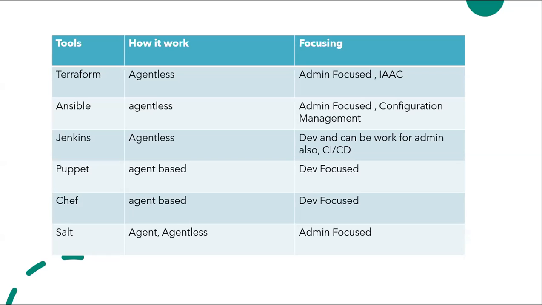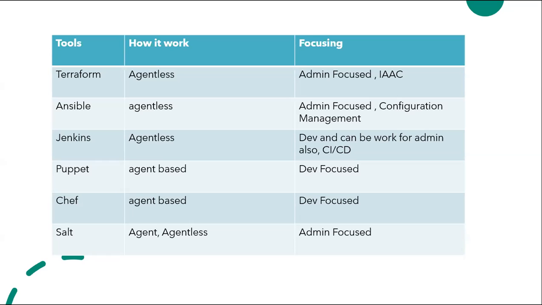Ansible is the same as Terraform, it's agentless, but it's focused on configuration management and admin work. So what is configuration management? We're going to see that right after this slide. Jenkins is also agentless and it's focused on different things. It could be focused on development work or admin work, because you can automate deployment, the quality of the code and the security of the code. You can integrate Jenkins with different things. All you have to do is install the plugin and you start using Jenkins.